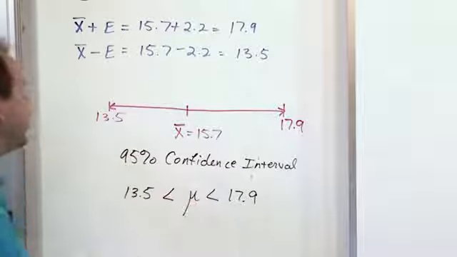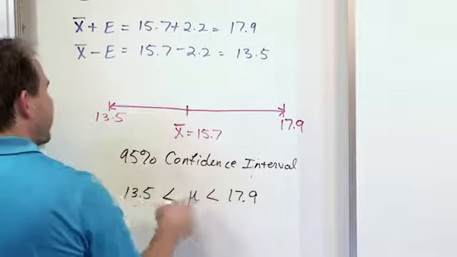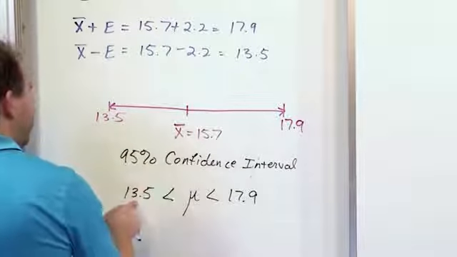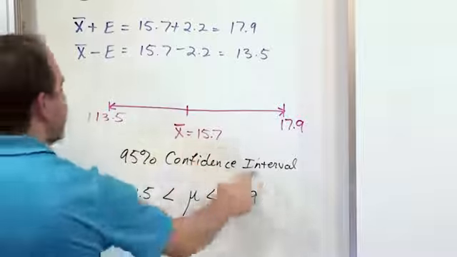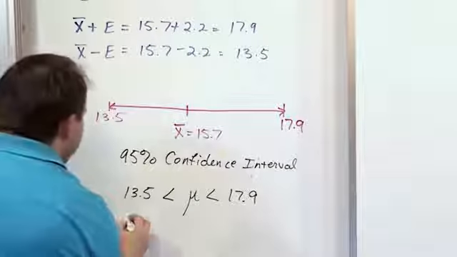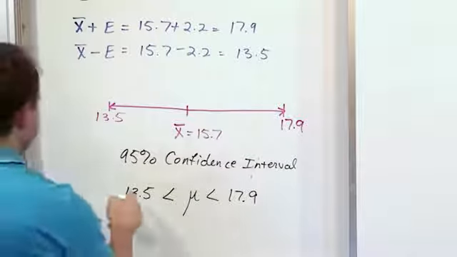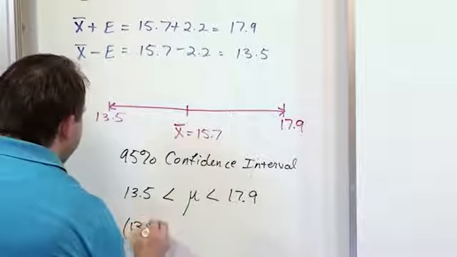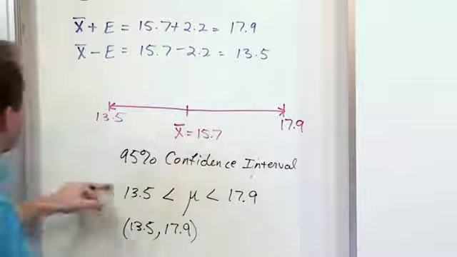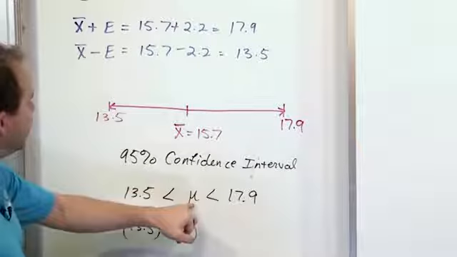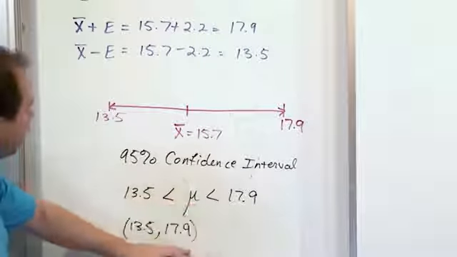So you read it from the inside out. The mean is greater than 13.5. The mean is less than 17.9. So you can write it that way. Another way you could write it, in terms of interval notation, is just put the lower number, 13.5, comma, and then the upper number. I like representing it like this because I like seeing the actual variable there, but this is perfectly fine too.